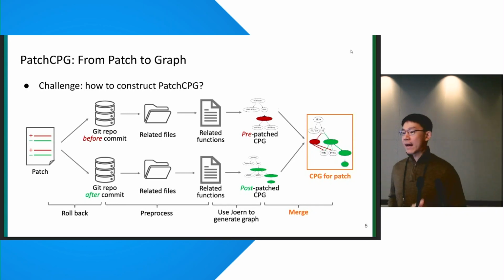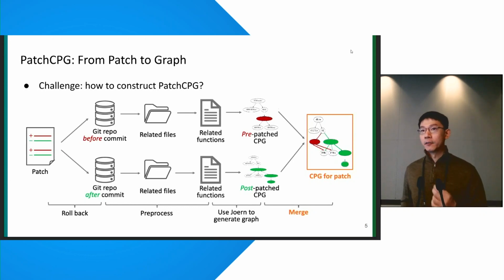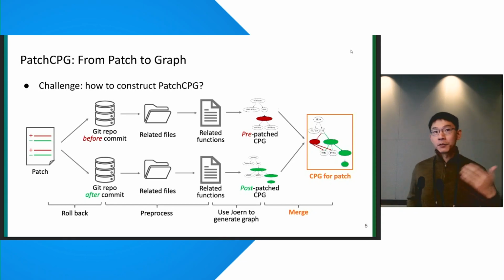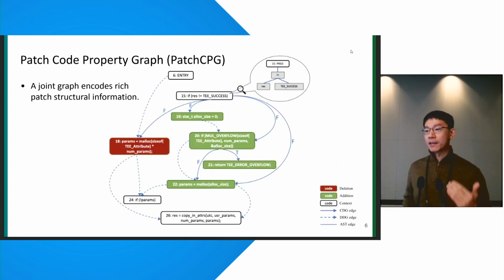In our solution, given a patch, we first roll back the project to retrieve the pre-patch source code and the post-patch source code. But we only retain the files and functions that are directly related to the source code changes and use Joern to generate the code property graphs for the related functions of both versions. After we get the pre-patch CPG and the post-patch CPG, we merge these two CPGs into a patch CPG. The merging principle is that we merge the identical context statements and retain the added and deleted statements in a unified graph. Then we get the patch code property graph, short for PatchCPG. It is a unified graph that encodes rich patch structure information.